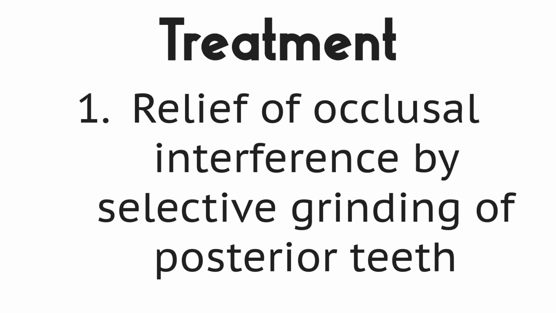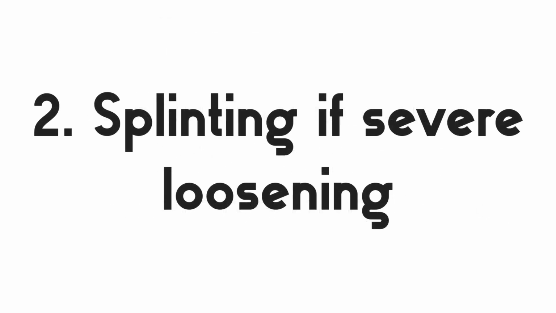So perform relief of occlusal interference by selective grinding of the posterior teeth in order to provide relief for the anteriors, or for the tooth itself that is suspected of concussion or subluxation. For concussion, there is no need for splinting because there is no loosening and no displacement. But for the subluxation, because we said that the tooth is mobile, we need to do splinting. And I will show you a picture of how the splinting is done.